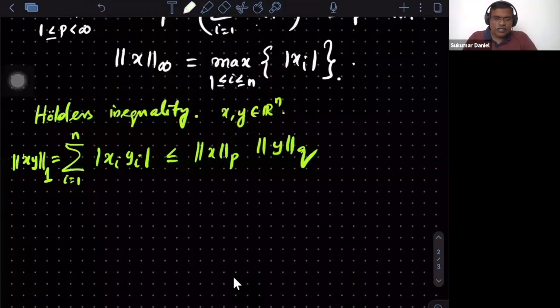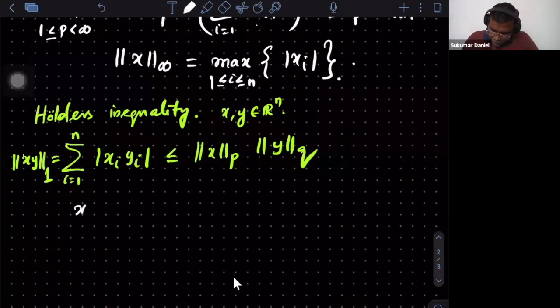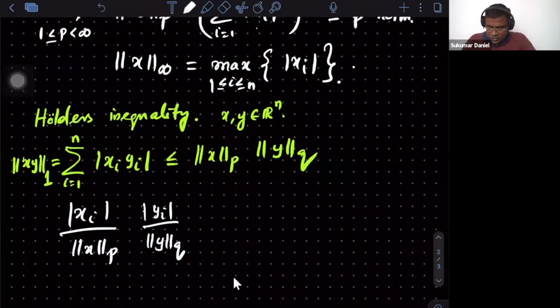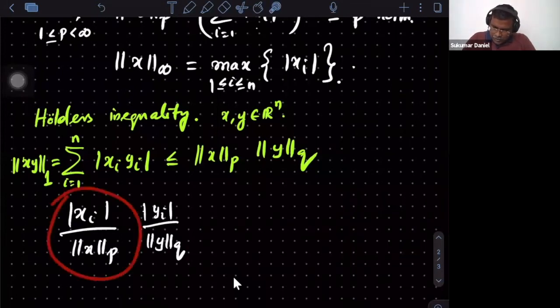So what you regularly do is called normalizing. So I take xi divided by the norm of x in p. What is this by definition? It is xi divided by the summation of xi power p, whole power 1 by p. And similarly for yi, this is what I'm taking. So I'll call this my Young's inequality with this as my a, and this as my b.